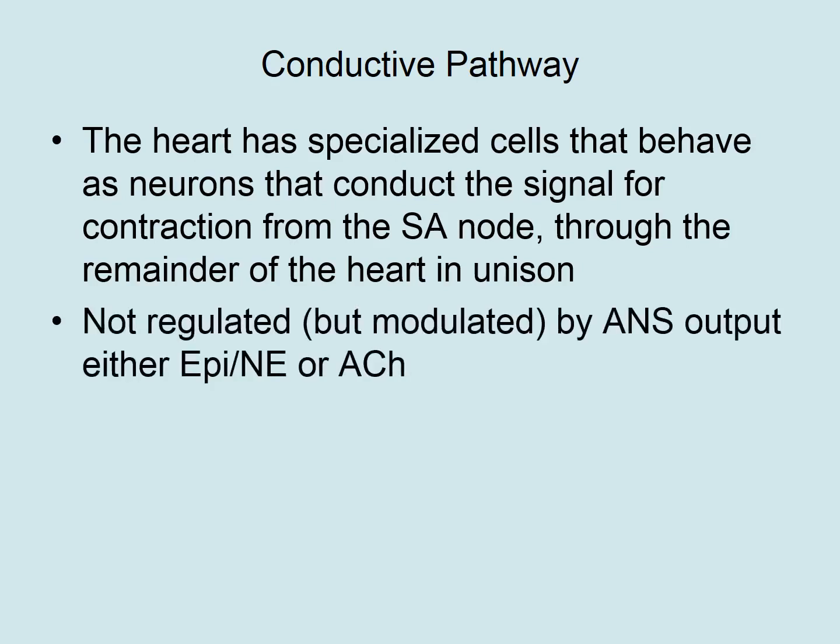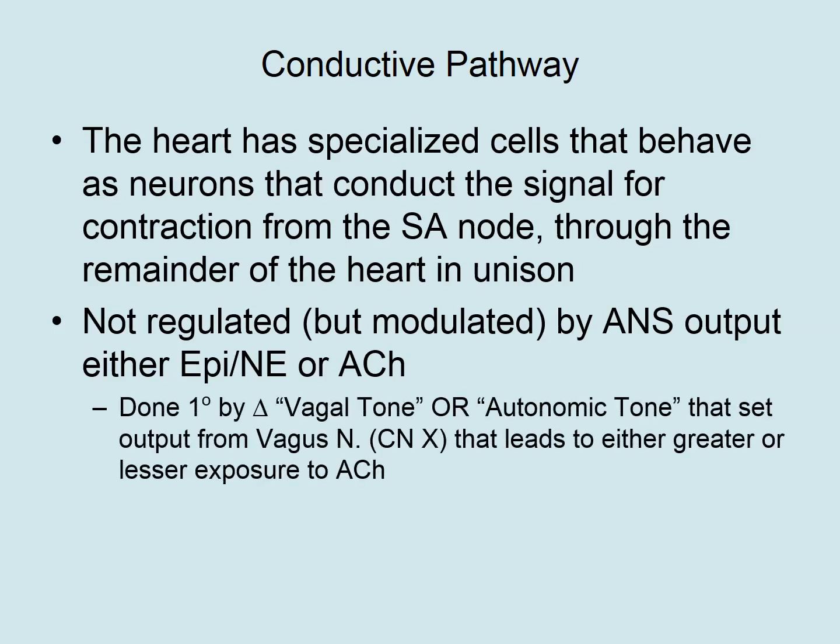However, there is some modulation by the autonomic nervous system, either through epi/norepi or acetylcholine activation. This is primarily done by changing what is usually referred to as vagal tone or autonomic tone, which really is talking about how much acetylcholine is being expressed and exposed to the SA node, more than an actual change in epi and norepi. However, during a sympathetic nervous system stimulus, epi and norepi will both be released into circulation.